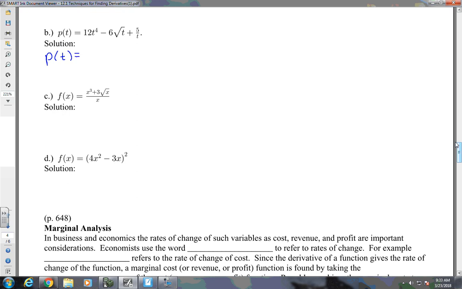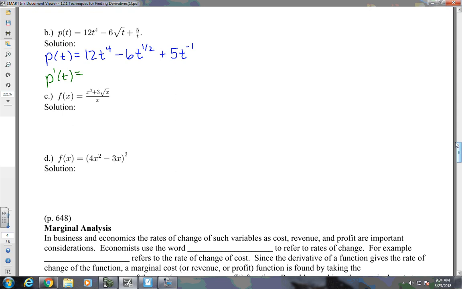So I'm going to denote that as p of t. The first term is in a good form for differentiation, but the second term we can rewrite as minus 6t to the 1/2 power. Anytime you see a square root, it's equivalent to a 1/2 power. For the last term, we can write that as 5t to the negative 1. Now the function's in a form where we can differentiate term by term using all of our rules. Let's denote that we're actually taking the derivative by denoting it p prime of t.